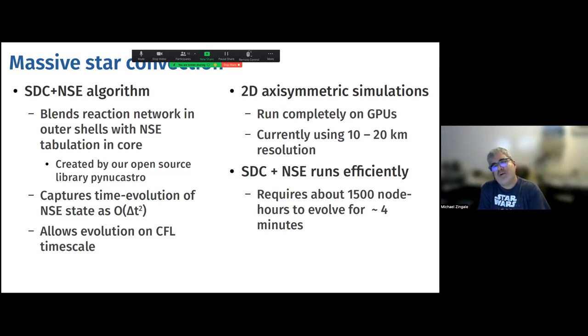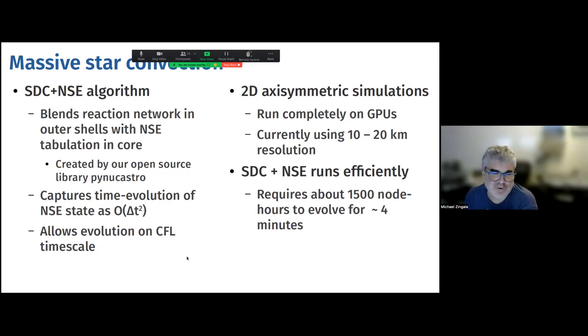And in particular, we've developed the algorithms such that we capture the NSE evolution to be second-order accurate in time. Over the time step, because the flow is evolving and the temperature is changing and the density is dropping and YE is evolving, we're actually evolving the NSE state in our coupled reactive hydrodynamics update as the system evolves.